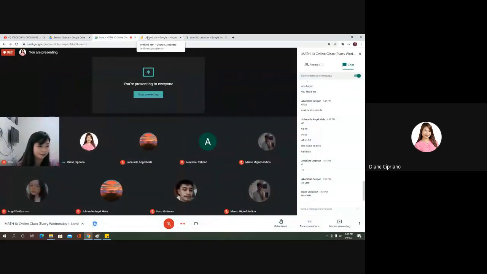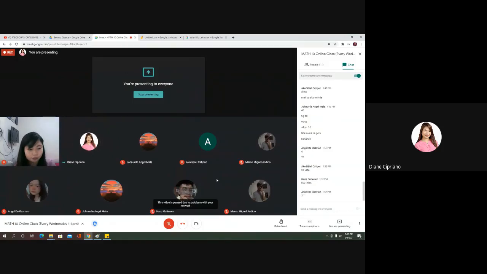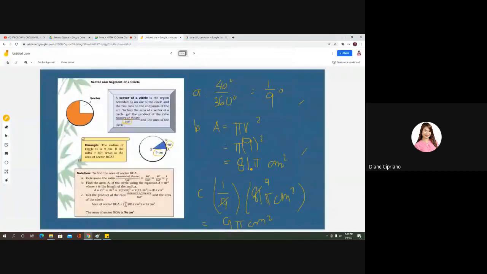That would be the simple explanation on getting the sector of the circle. First, measure of the arc over 360. Second, get the area using the formula pi r squared. And then letter C is to combine both answers using multiplication method, and then you'll come up with your final answer. Let's now proceed with the segment of a circle.